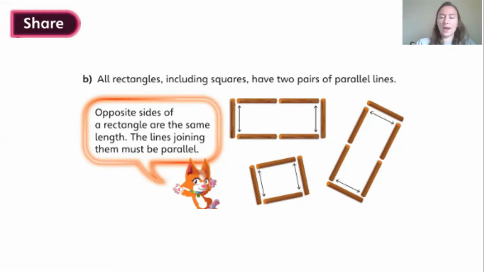Squares are also a type of rectangle. They are a special type of rectangle where all 4 sides are exactly the same length. Normally, on all other types of rectangle, 2 of the sides will be longer than the other 2.